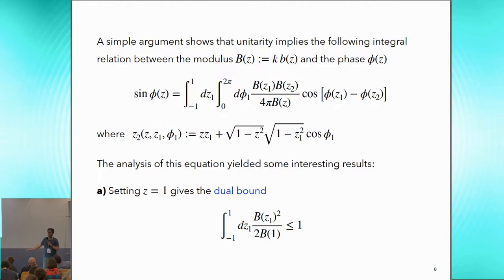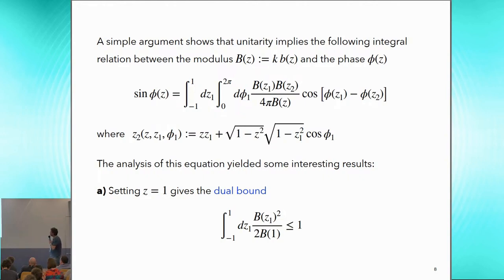You can see that it's non-linear, it involves a double integral. Also notice that we integrate over zeta1 and phi1. Zeta2 is expressed in terms of z, zeta1 and phi1 in this way. So what people were doing in the 60s and 70s was to analyze this equation. The analysis of this equation quickly yields some interesting results.